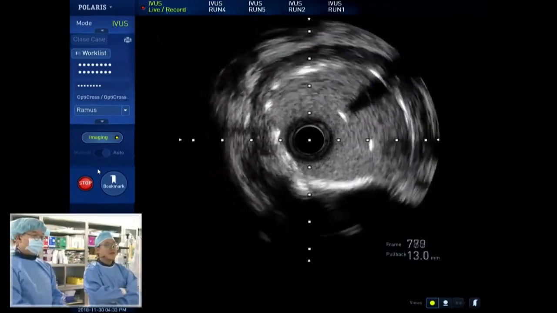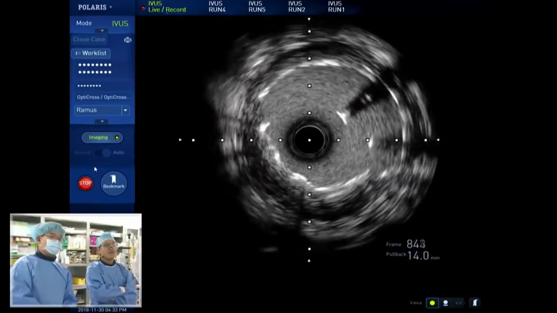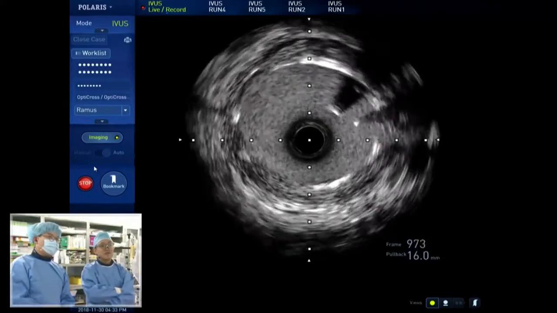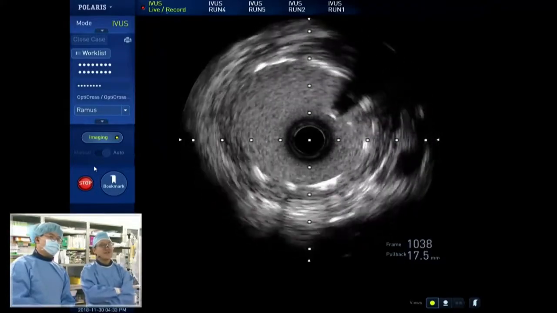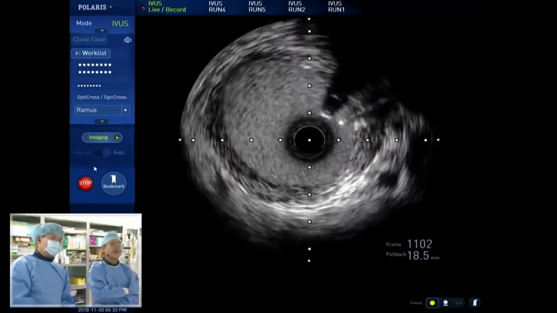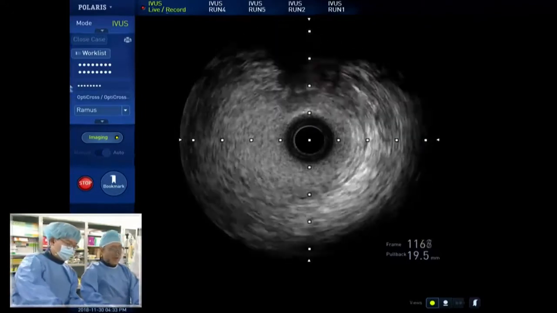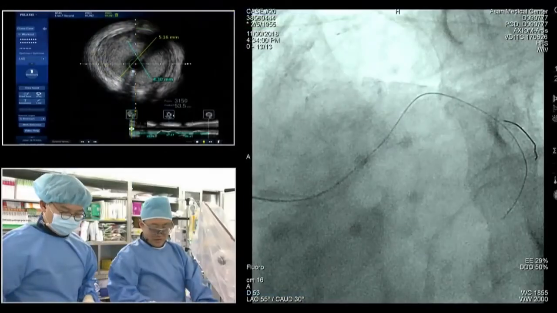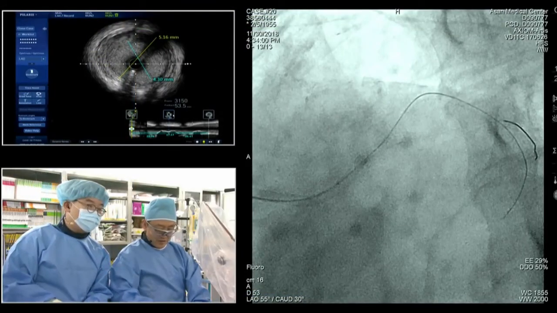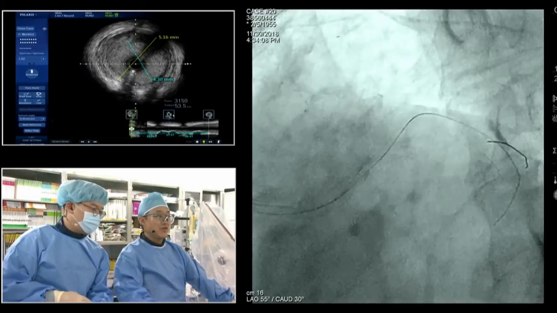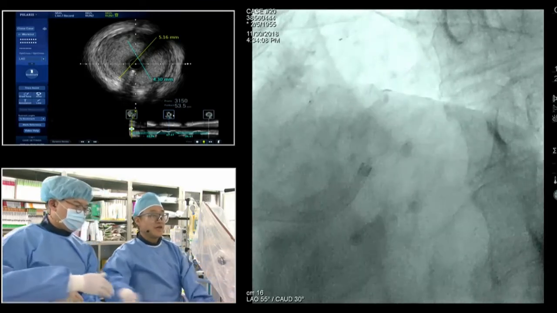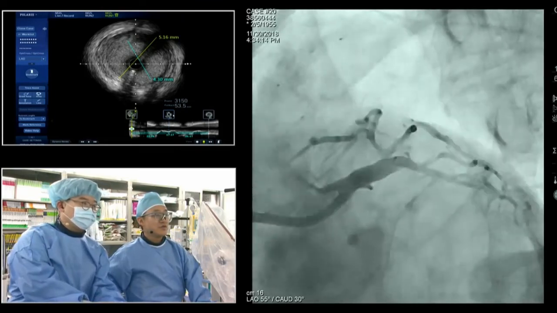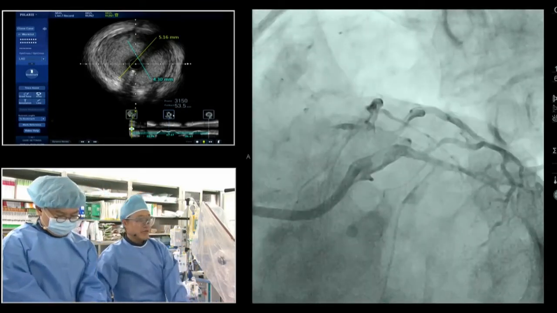This is the left main size, 5.2, 3. Even though there is some malapposition, usually it's okay. It doesn't matter when you have such a big vessel. Okay, got it. So I think this is the best I can do at the moment. Okay, I removed everything and check the final angio. Okay, angio ready. Shoot. Good.